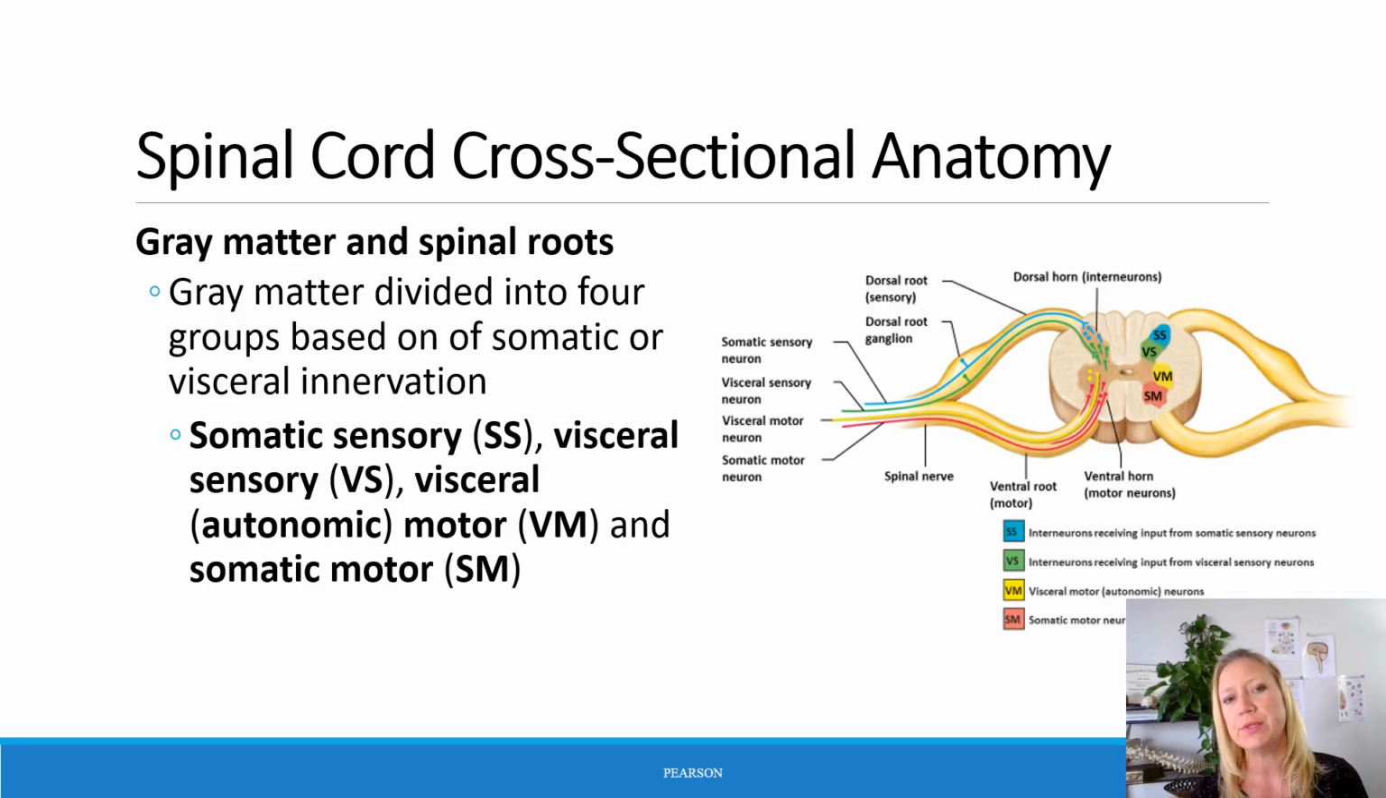Gray matter spinal roots. Gray matter is divided into 4 groups based on somatic and visceral innervation. So this is going to be that somatosensory, so body sensory, right? So skin, muscle, that kind of thing. And then visceral, internal organs, so the heart, the lungs, the digestive tract. And then motor, so visceral motor and somatomotor: movement of the internal organs and glands is visceral, and then our muscles and our bones, somatomotor.